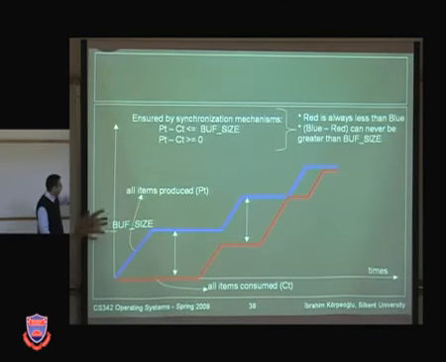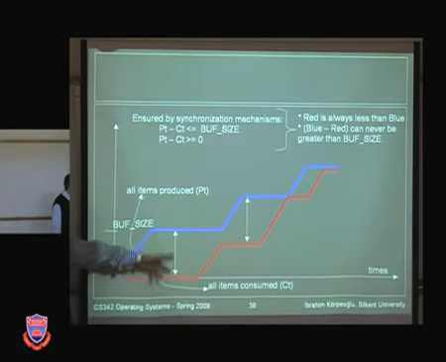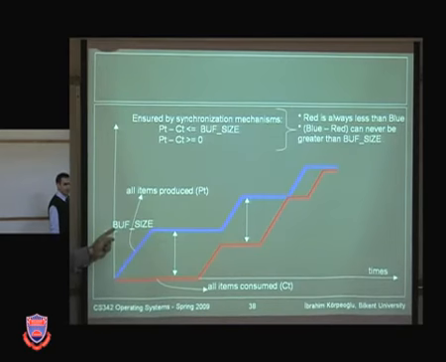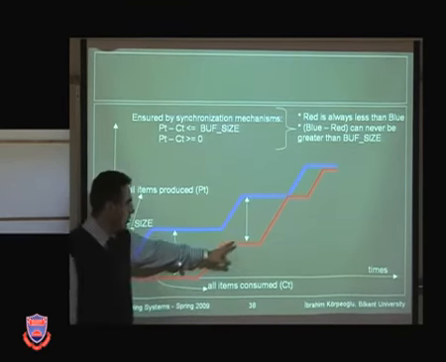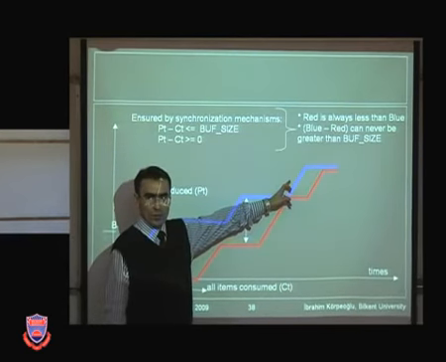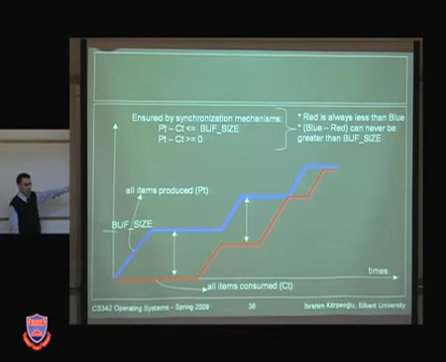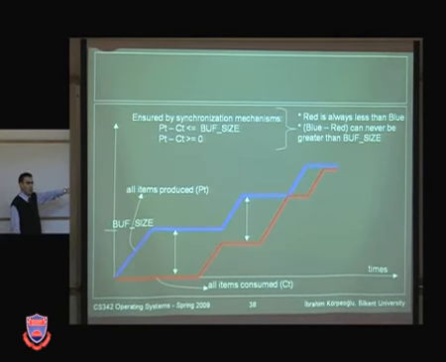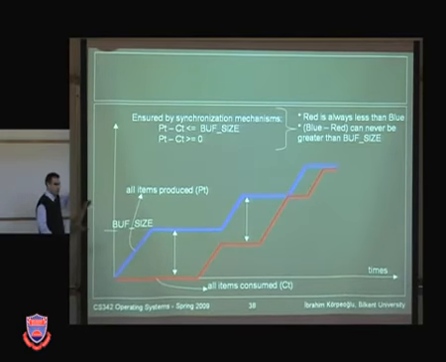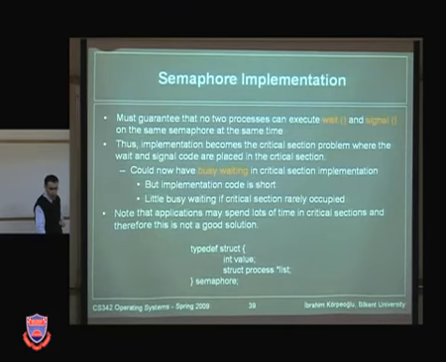So basically, if we look at the items that are produced and consumed over time, the difference between them can be at most buffer size. And the consumer can never cross the producer curve here, okay? So this is a synchronization requirement, and we can implement it using semaphores. This synchronization requirement can be solved using semaphores. All right, any questions so far?